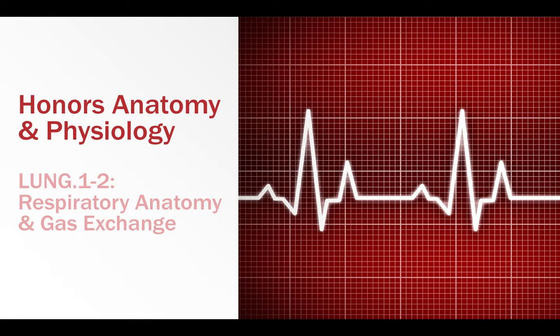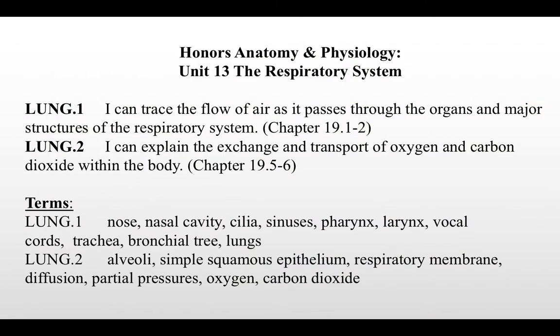Your first two standards in the respiratory system cover the respiratory anatomy and the process by which gas is exchanged when it reaches the terminus of the lungs. Your LUNG.1 standard reads, I can trace the flow of air as it passes through the organs and major structures of the respiratory system, while LUNG.2 explains the exchange and transport of oxygen and carbon dioxide within the body.